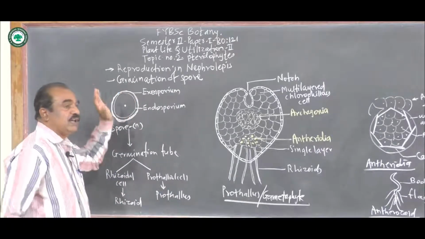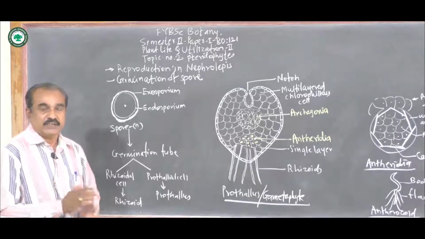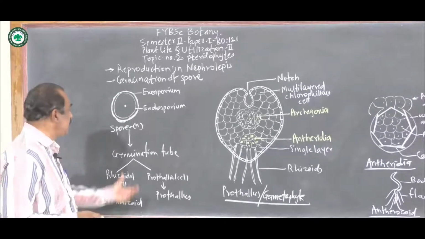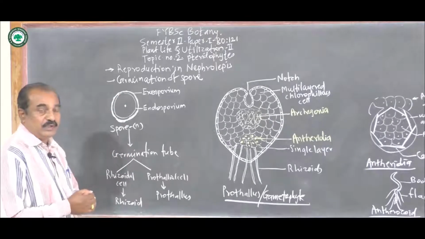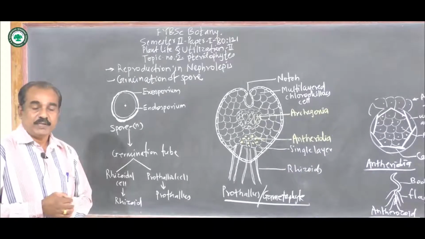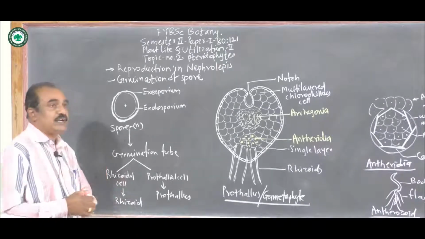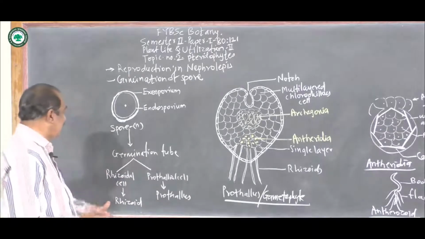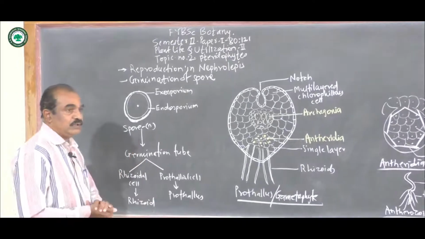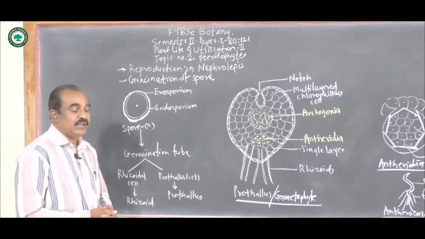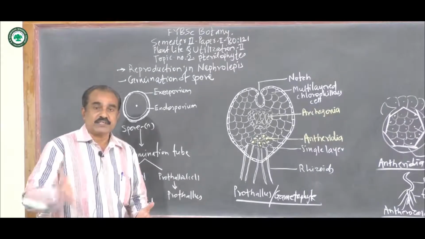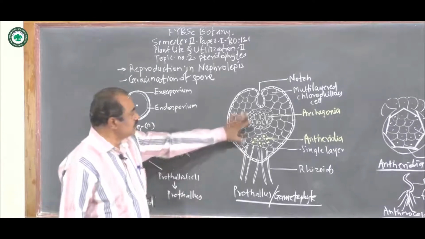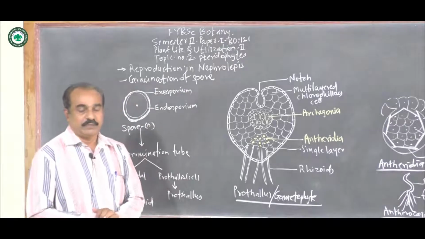Now, if the conditions are favorable, that means the proper temperature, moisture, etc. are there, then this spore, which is haploid, germinates and forms a germ tube, and this germ tube again divides into 2 unequal cells. From this, the lower cell is called the rhizoidal initial cell, and the upper large cell is called the prothallus cell. Now, this rhizoidal cell develops into the rhizoid, while this prothallus cell develops into the prothallus, or the next generation in the life cycle of Nephrolepis, which is also called the gametophyte.